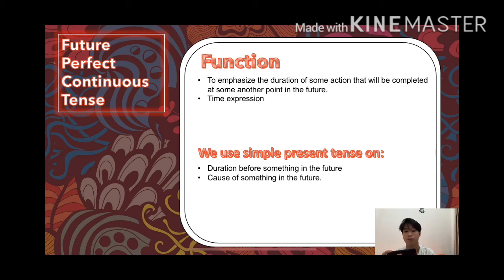This one is the function. The function of future perfect continuous tense is to imply the duration of some action that will be complete at some other point in the future. Time expression. We use it for duration before something in the future, and cause of something in the future.